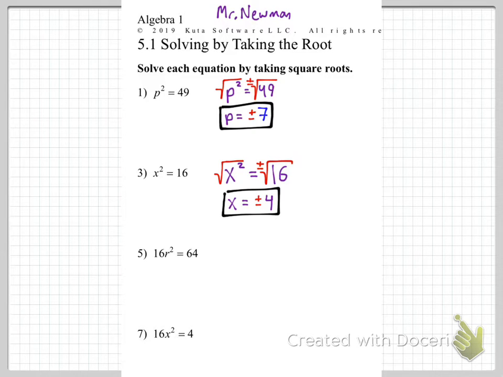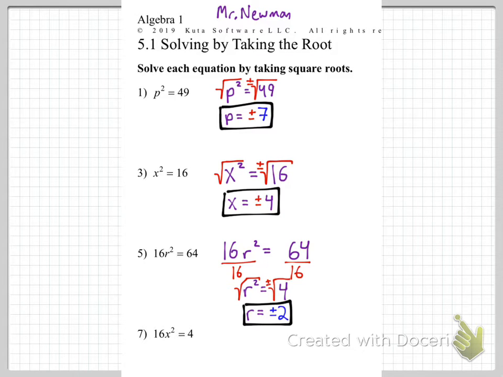For the next one, we want to get r squared by itself, so I'm going to divide both sides by 16 because it's 16 times r squared. When we get 64 divided by 16 is 4. So now we just do the square root of both sides and we get plus or minus 2.